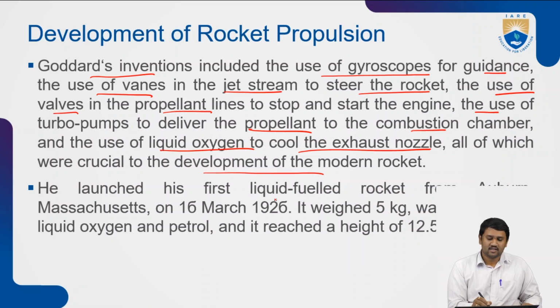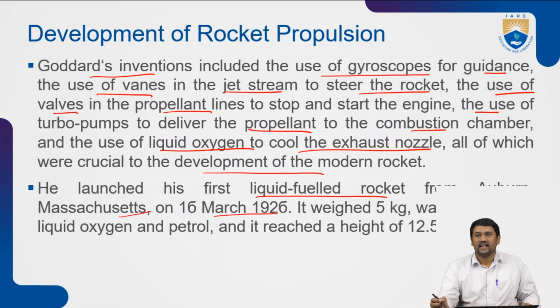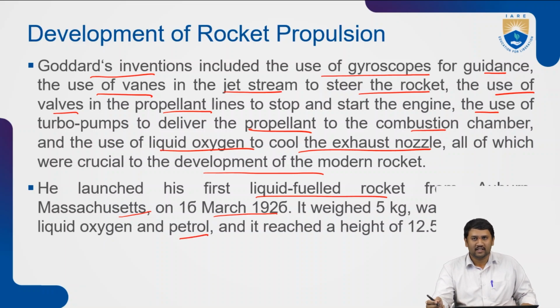He launched his first liquid fuel rocket from Auburn, Massachusetts on 15th March 1926. It weighed around 5 kgs and was powered by liquid oxygen and petrol. It reached a height of 12.5 meters, and it was his first launch that he created on his own and experimented.